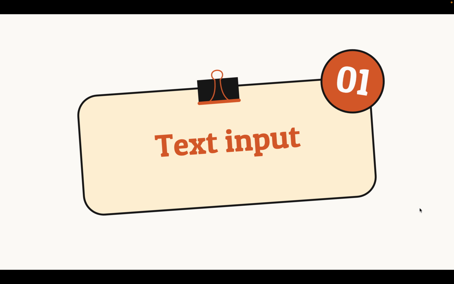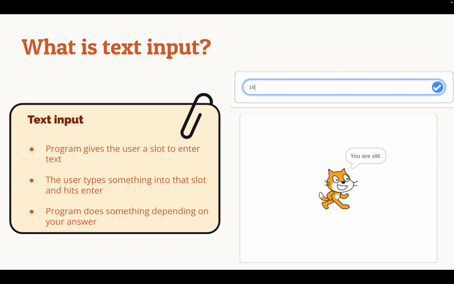Great, now that the review is out of the way, let's start learning some new concepts. The first concept we're going to learn is text input. So first of all, what is text input? Text input is when you enter a value in Scratch. It's basically when the program gives the user a slot to enter text, the user types something into that slot and hits enter, and then the program does something depending on your answer.